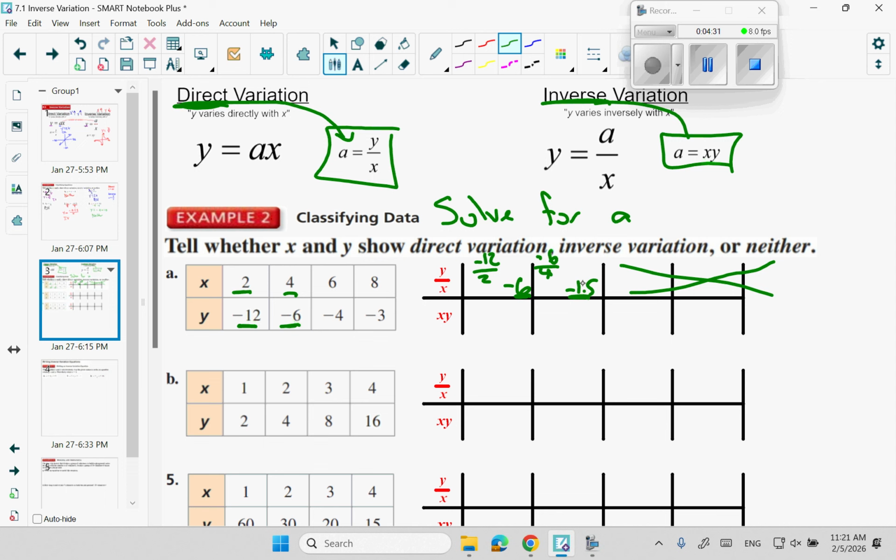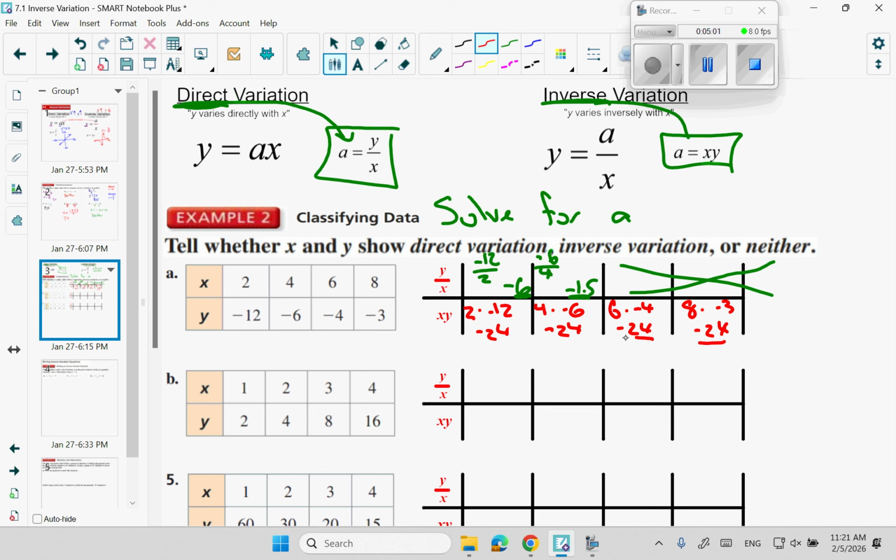My result or my answer has to be the same in every single situation. So let's try multiplying. 2 times negative 12 is negative 24. 4 times negative 6 is negative 24. 6 times negative 4 is negative 24. And 8 times negative 3 is negative 24.